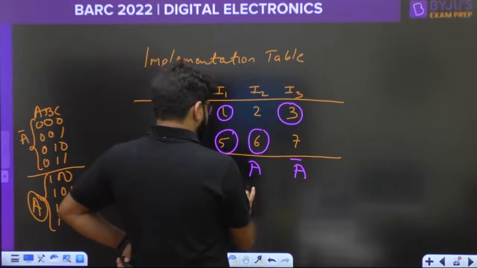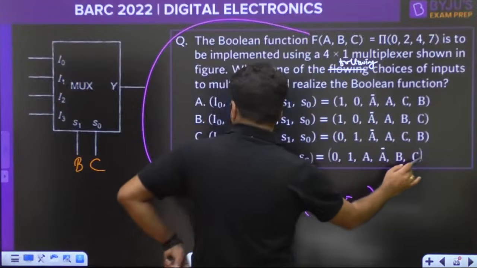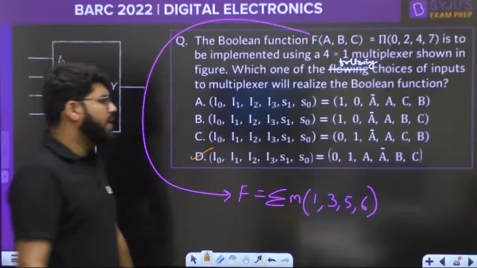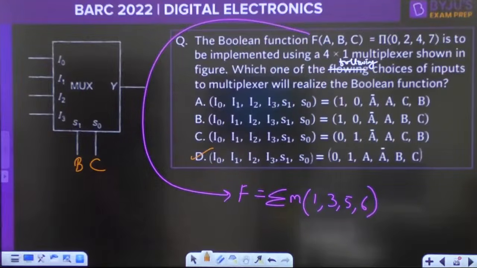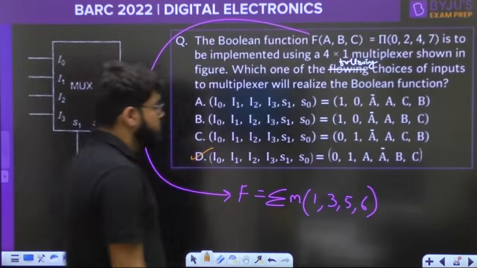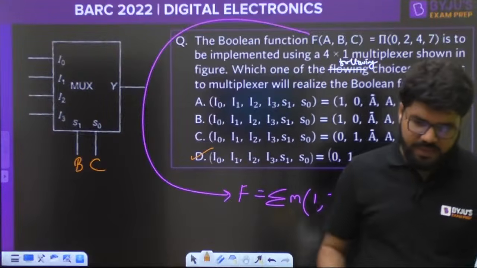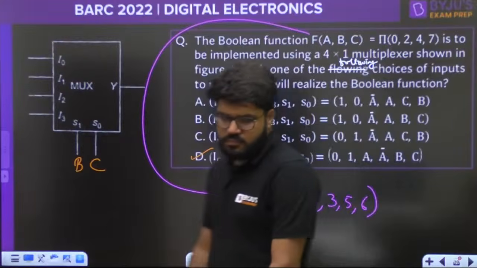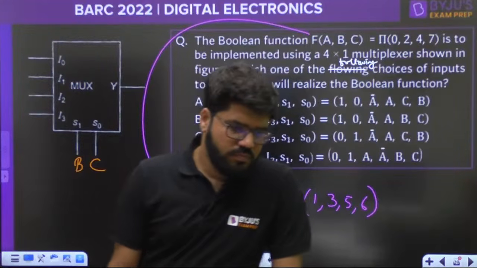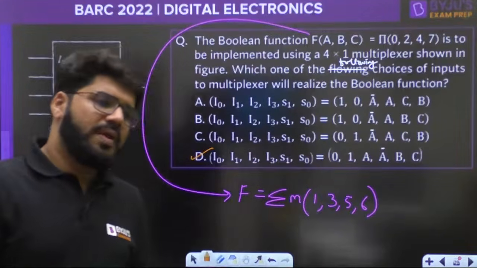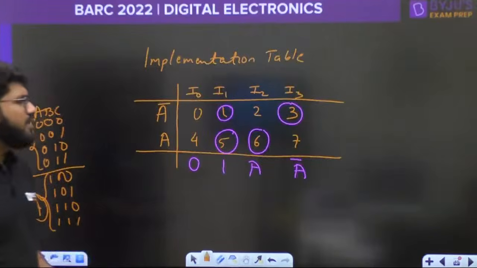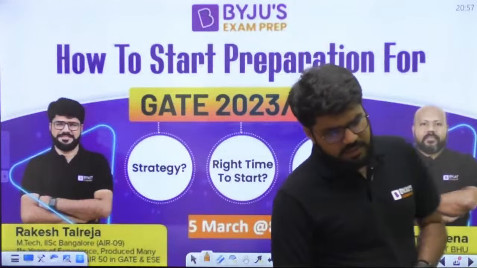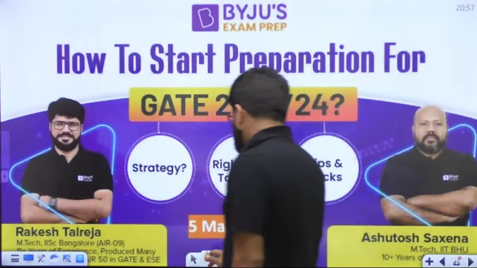0, 1, A, A bar, 0, 1, A, A bar with the select lines B, C. Option number D is a perfect match. The correct answer is option number D. This is the implementation of a function using the 4x1 multiplexer.